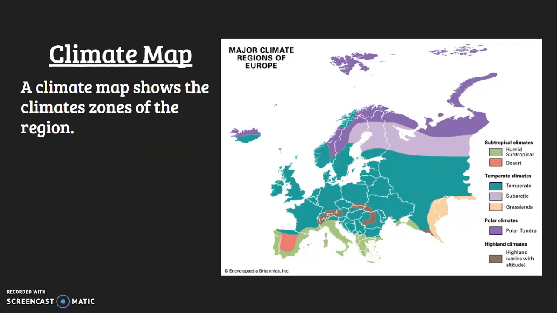Another important map that can explain where people live is a climate map. It shows you the climate zones of the region. The key is really important. It will give you the name of the climates. And remember, the climates that are polar or subarctic, these are your cold climate zones. And the climates that are temperate, which means mild, those will be most ideal for human habitation. And then the desert climates will be the areas that are going to be too hot.